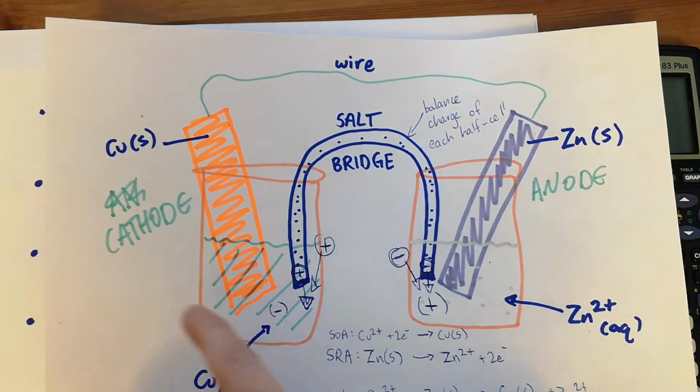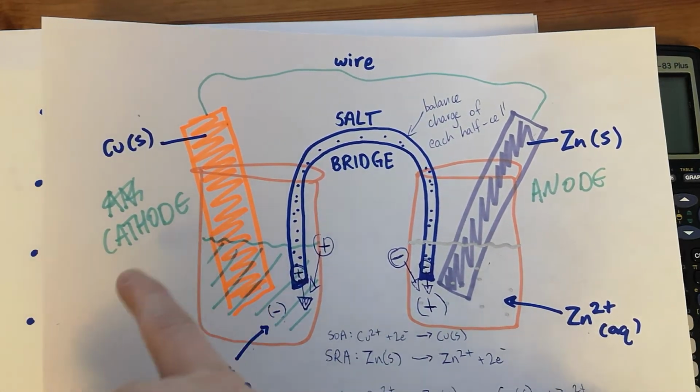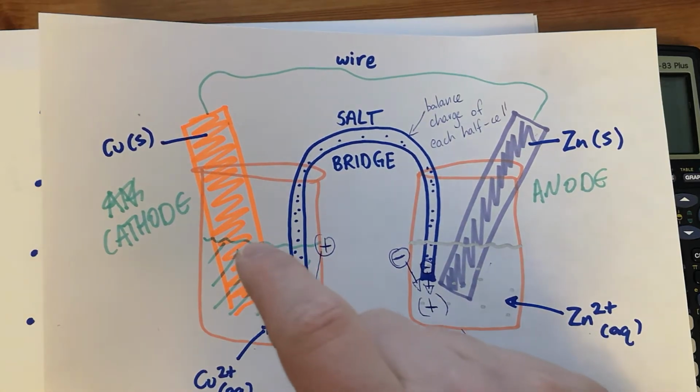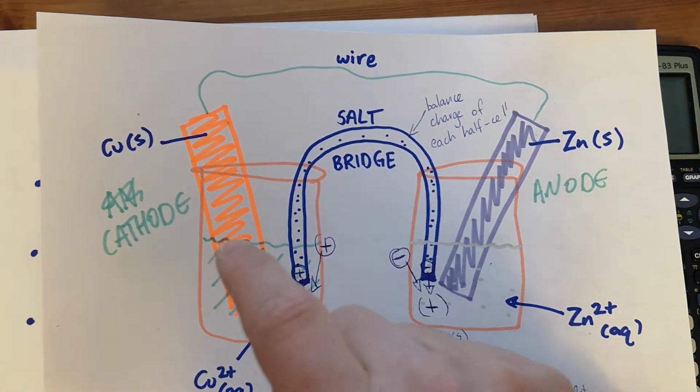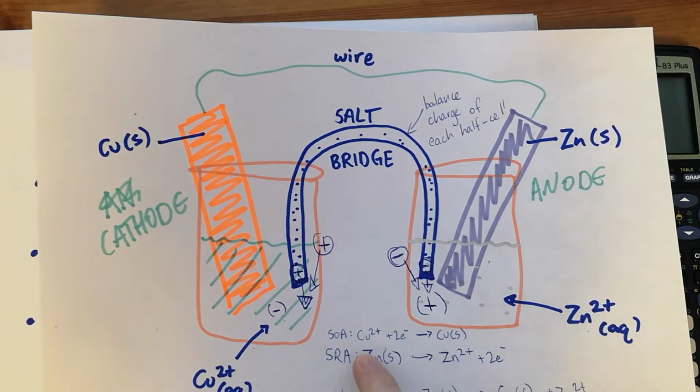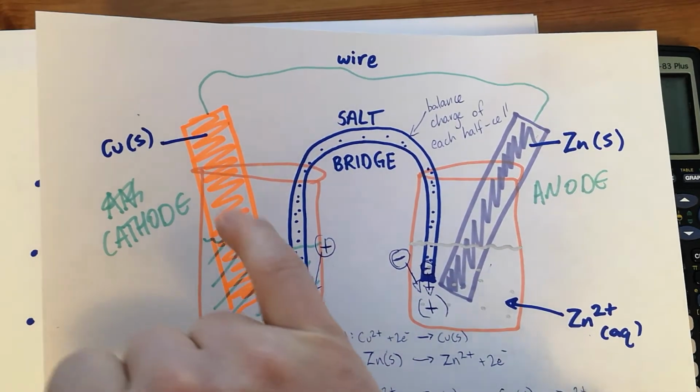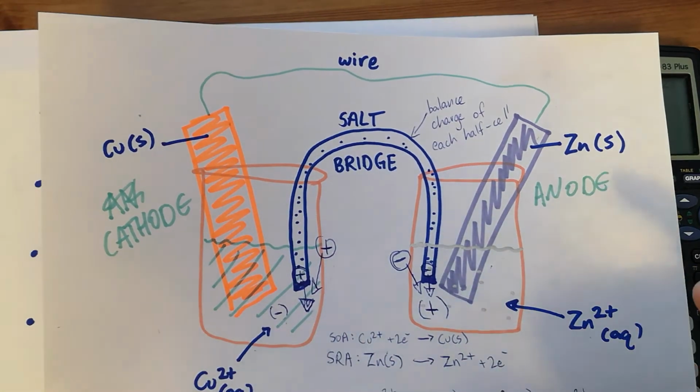The copper electrode is the cathode, okay? Even though the copper isn't reacting, it's the cathode. Electrodes are solid conductors where redox occurs. So copper 2 is the SOA that's in the solution, but the copper electrode is the cathode. All right.